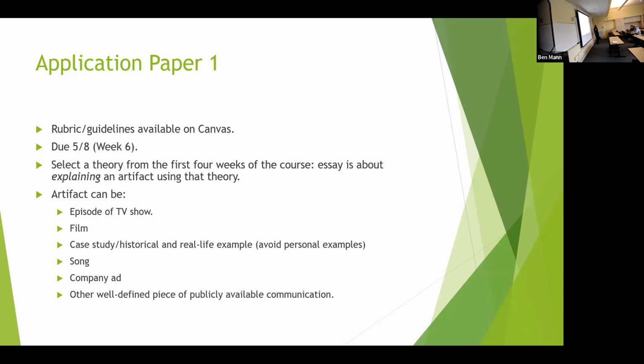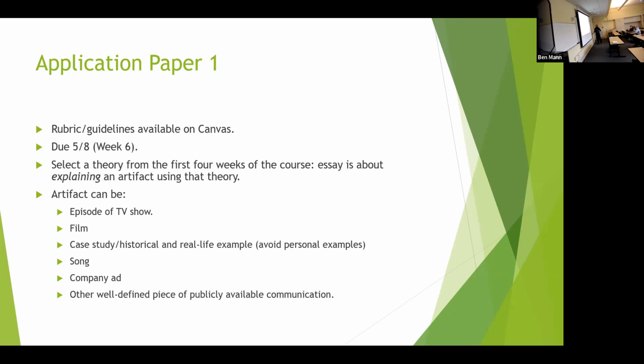So the first application paper that I'm asking you to do covers the theories that we've talked about in the first 4 weeks of the term. So again, this week is the last set of theories that we'll talk about. And what I'm asking you to do with these theories is to pick an artifact or a piece of communication that you are choosing to analyze or to explain using that theory.